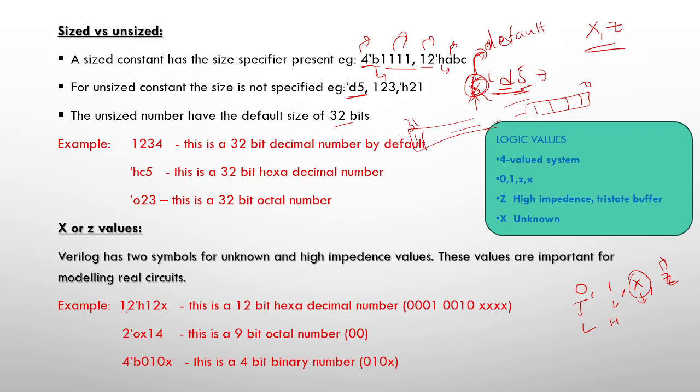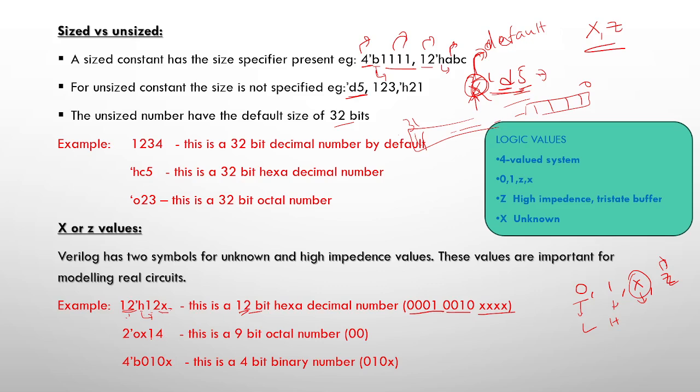For example, if you see here 12'h1x. This is 12-bit, and it is a hexadecimal number, a 12-bit hexadecimal number. Now 1 is nothing but 0001, 2 is nothing but 0010, and then X is nothing but there is no value, an unknown value. So the remaining four bits are given for X.